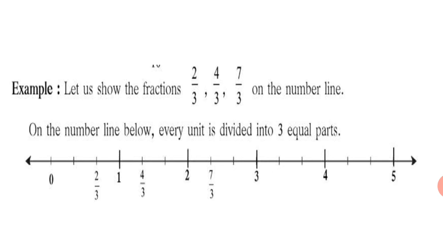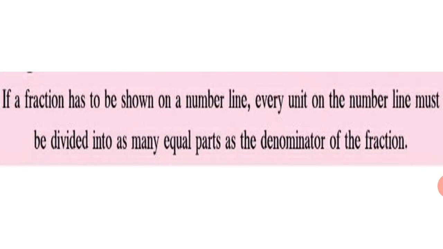So after 3 units are completed, we have number 1. After another 3 units are completed, we have number 2 and so on. So you can extend your number line as per your requirement. So what have we learned? From this we have understood that if a fraction has to be shown on a number line, every unit on the number line must be divided into as many equal parts as the denominator of the fraction.